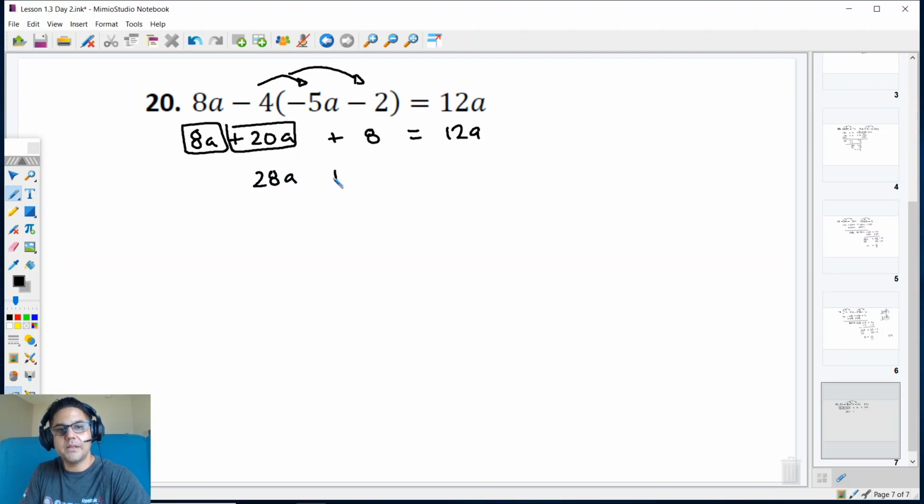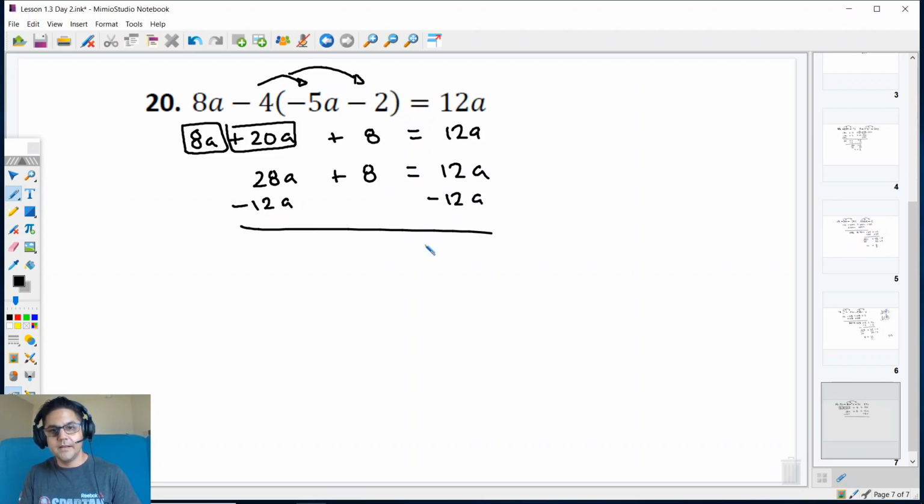28a plus 8 is equal to 12a. Now again, I'm going to suggest moving the smallest variable. So I'm going to go ahead and subtract 12a from both sides. Line up my equal sign. So 28a subtract 12a is 16a.